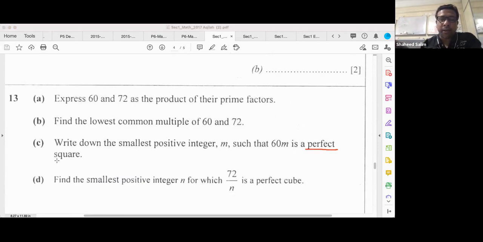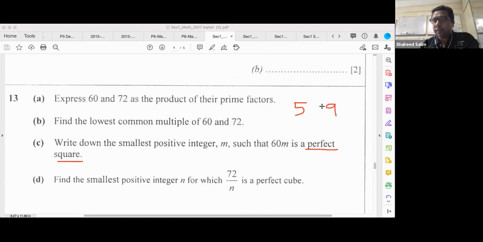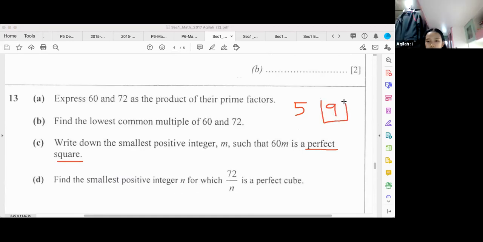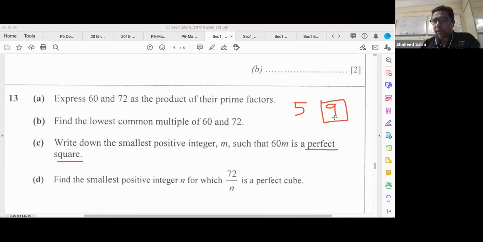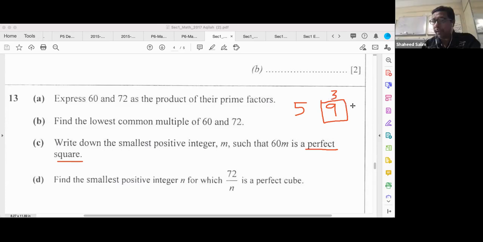Okay, let's say I give you a number now. 5. Is it a perfect square? No. 9. Is it a perfect square? Imagine it's the area of a square. Can I get the length to be a whole number? 3 times 3 equals 9. Yes. So this is a perfect square. All numbers that can be square rooted and you get a whole number, that's a perfect square.